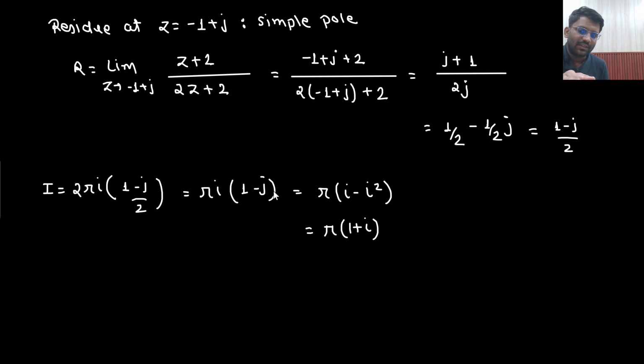So iota goes inside. This will become iota square, that is minus 1. So 1 plus iota is the answer that we are getting. This is iota only, and this is becoming minus 1. So it will become plus 1. So 1 plus iota. Pi into 1 plus iota. This is option B. Okay.